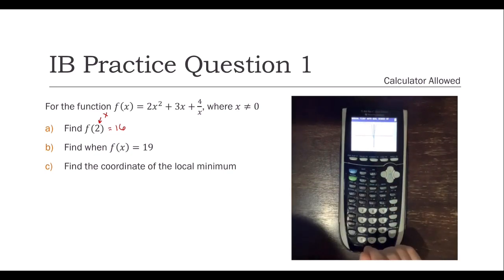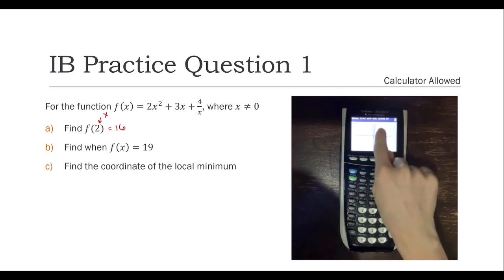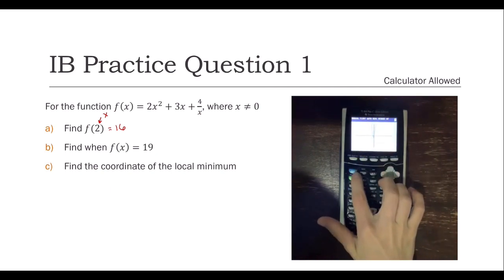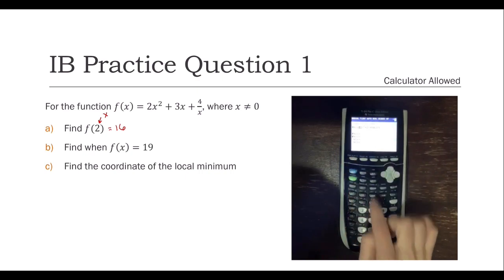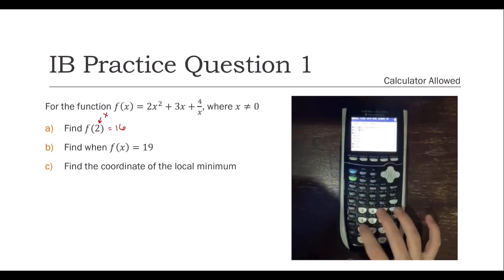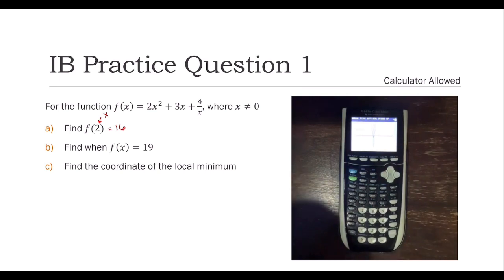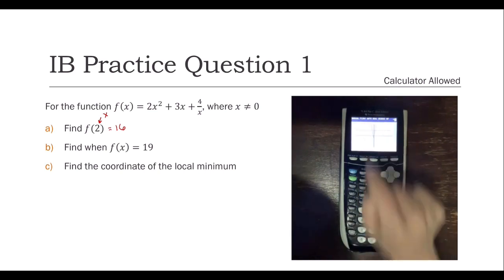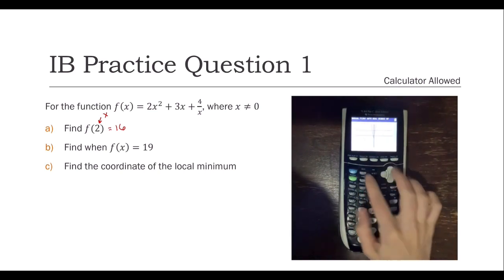Next, we need to find when f of x equals 19. So we want to know when y equals 19. To do this, we can make a line where y equals 19. So we'll graph that. And then we have two intersection points. So there's two x values where y equals 19.